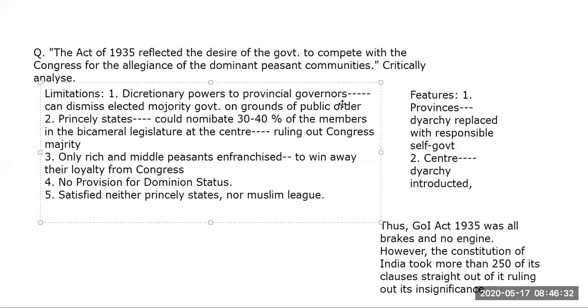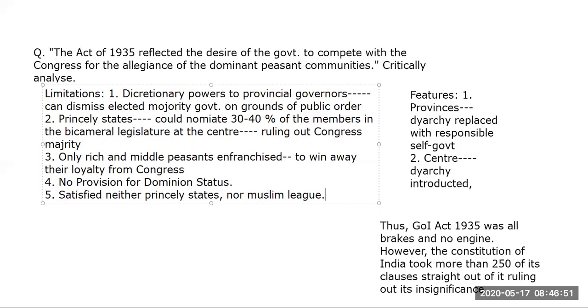So this is in a way a provision to nullify the majority of the Congress at the center through a backdoor, in the sense that giving the right to nominate 30 to 40% of the members would prevent Congress from bringing about drastic reforms through various acts and bills.